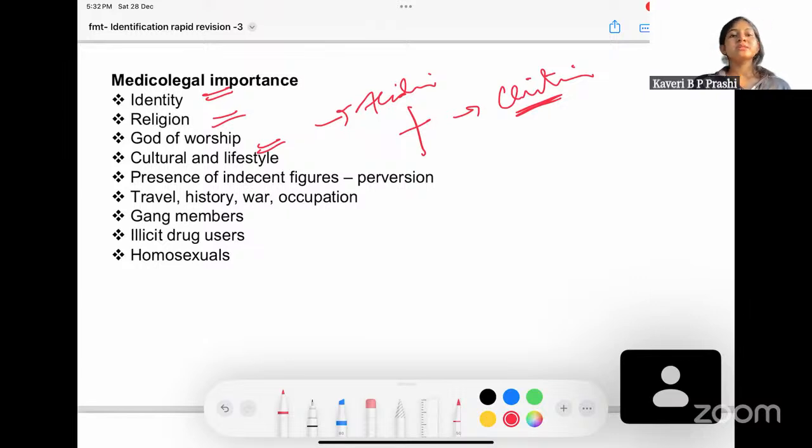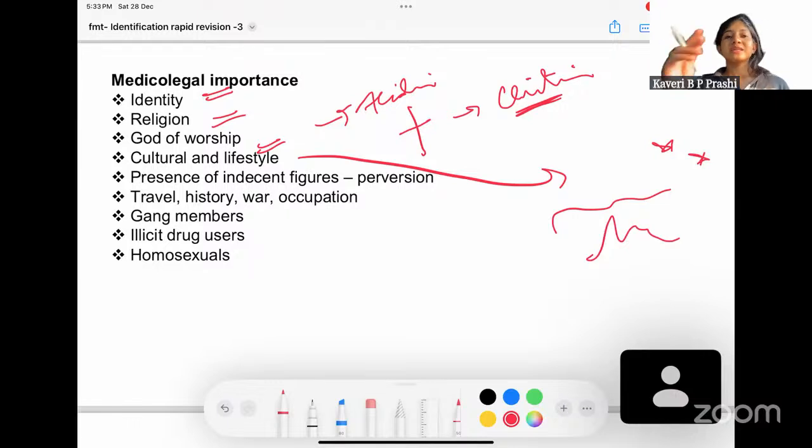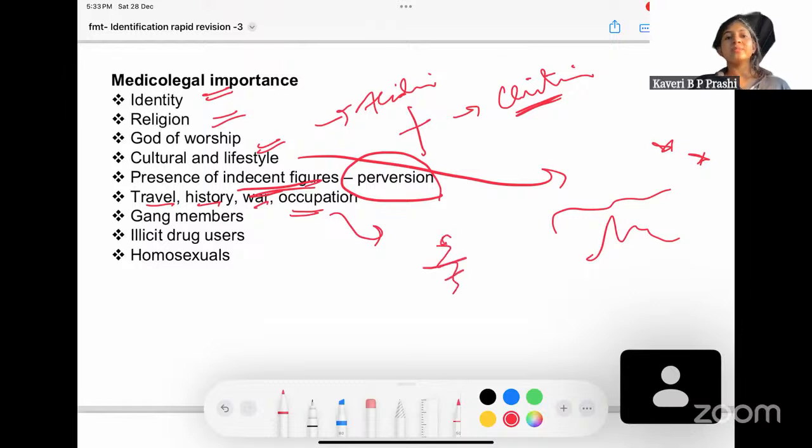For example, a person who likes to travel might put a wave, or stars, or mountains, and by looking at these you can say that the person was into traveling. Or if he has something related to drinking, or something related to fashion, that tells about the lifestyle of the person. If there are some indecent figures of perversion present as a tattoo mark, it indicates that the person was perverted. Okay, and also there could be tattoos related to travel, history, war, and occupation. For example, if a person has the doctor symbol with the snake, then that means that the person is a doctor.